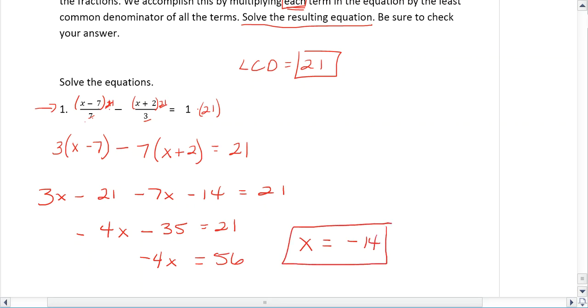And then just coming up here and checking negative 14 in the denominators, this is not going to create any problem in the denominators. So this answer checks out.